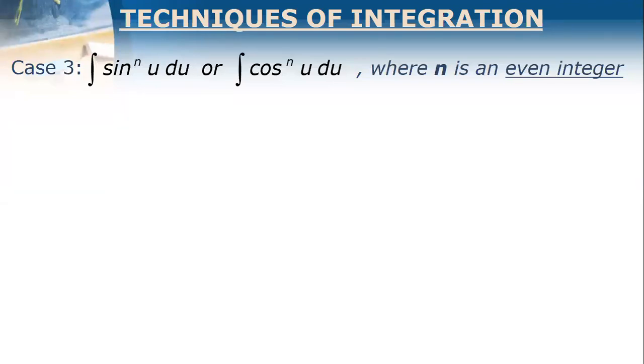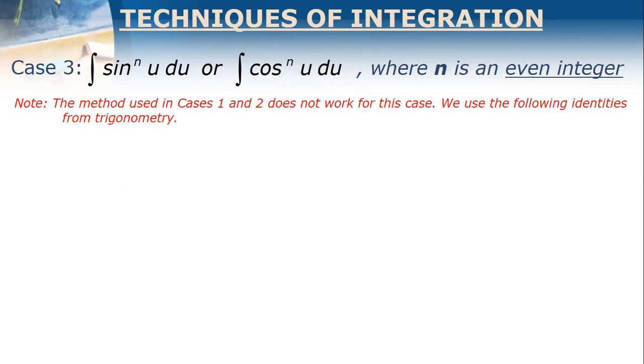For cases 1 and 2, the powers of sine and cosine are odd. For case 3, the power is even, or n is an even integer. So the method used in cases 1 and 2 does not work for this case. Instead, we will use the following identities from trigonometry.